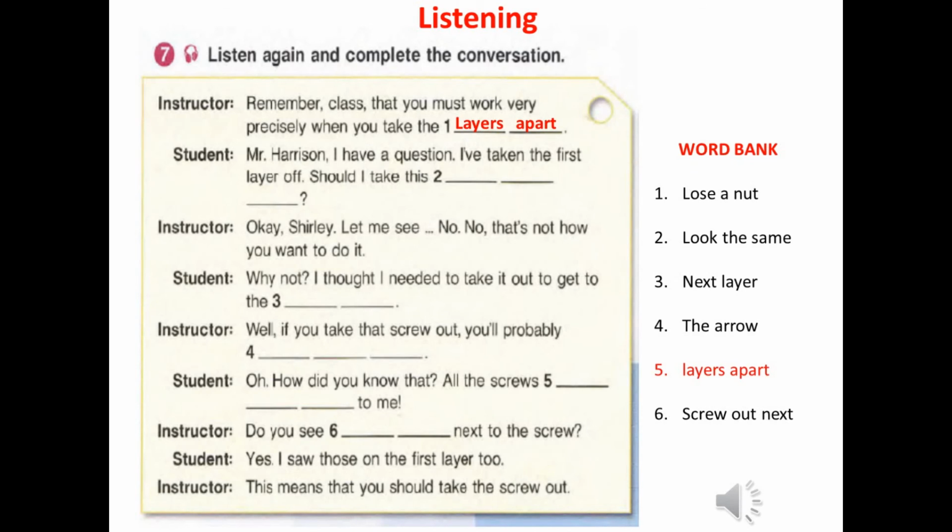Do you see the arrow next to the screw? Yes, I saw those on the first layer too. This means that you should take the screw out. Oh, I see. If there is no arrow, you shouldn't take the screw out. So the screws with no arrows are screwed into nuts? Yes, that's correct. I understand now. Thanks, Mr. Harrison. You're welcome. Let me know if you have any other questions.